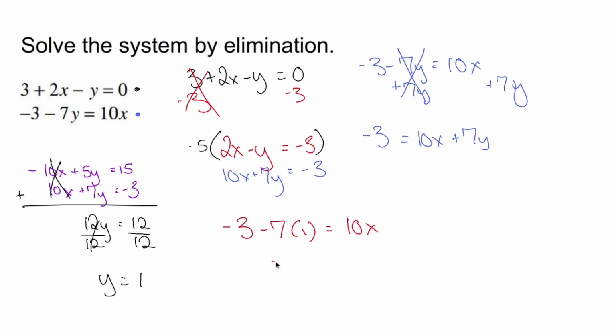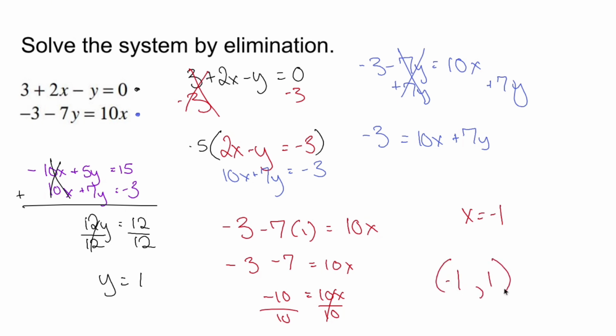Okay, negative 7 times 1 is negative 7, so negative 3 minus 7 equals 10x. Negative 3 minus 7 is negative 10 equals 10x. Divide both sides by 10, and x equals negative 1. Now that x is negative 1 and y is positive 1, I have an ordered pair of negative 1, 1.